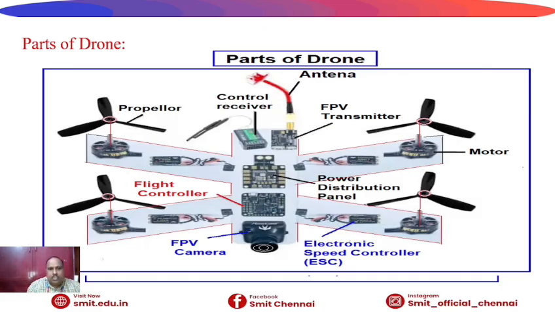So parts of drone, as we discussed. These are the parts you can see here. So control, receiver and antenna and FPV camera, as well as ESC, that is electronic speed controller, is the main component.